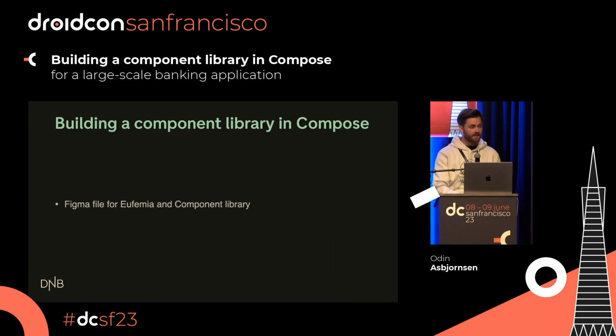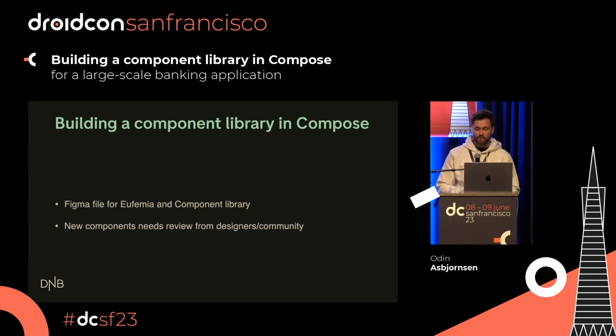As well for the atoms and the component library, this also had their own Figma instance. And for us, new components needed a review from the designers and the community. And that was very key for us. But then when we had built our component library, we actually wanted to ship this to production.